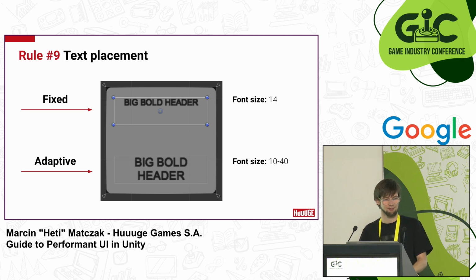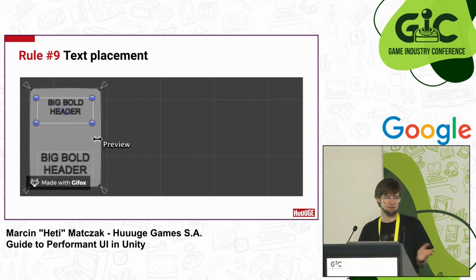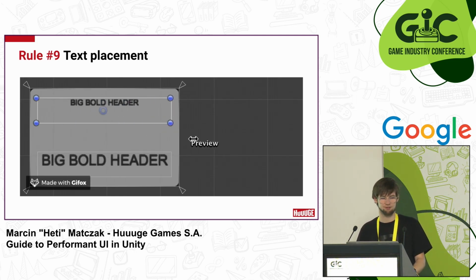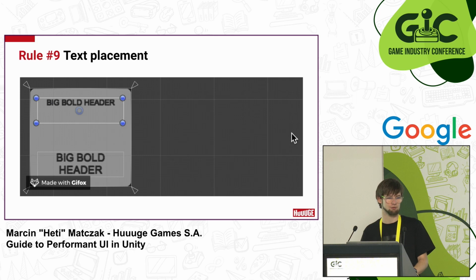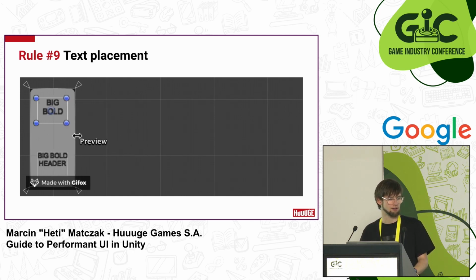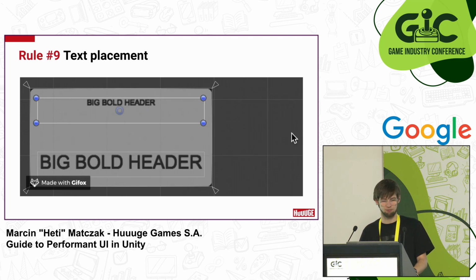The more problematic issue is always text placement. Just as a reminder, we have two types of text adjusting in Unity. We can set the font size to a fixed size, or we can make it adaptive. It's best illustrated with a preview. That's how the text would behave, fixed on the top and adjustable at the bottom.